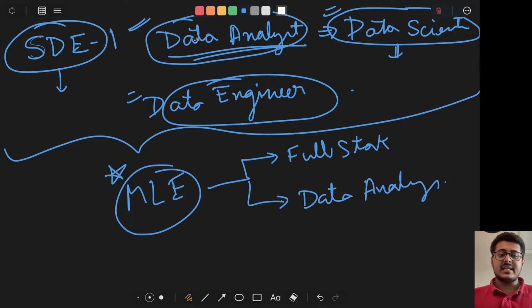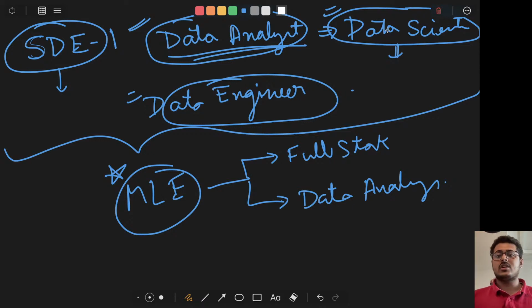In that particular case, the machine learning engineer comes in. His duty is to integrate the model prepared by the data analyst, data scientist, or the data engineer with the current architecture of the website itself. That is the backend and the front end of the website itself. So that is the responsibility of a machine learning engineer.